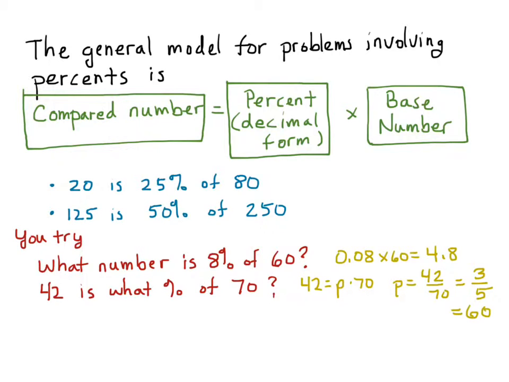Okay, so we look at this model, the compared number is 42 equals the percent. Now the percent is the unknown value, so I'm just going to use P for the percent, and then 70 is the base number, right? Percent of the base number. So we solve for P by dividing both sides by 70, and we get 3/5, reduce the fraction, and 3/5 then is 60%, right there. Okay?